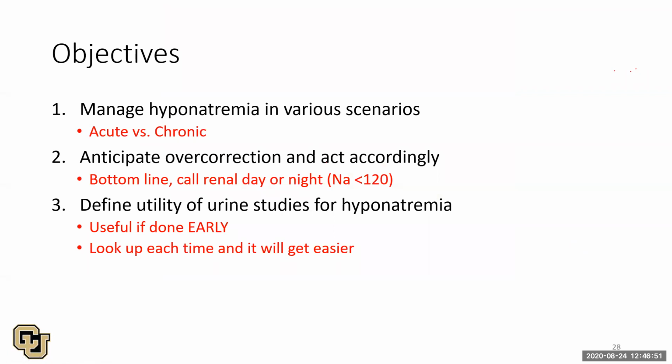So just to summarize, we talked about managing hyponatremia, acute versus chronic. Remember to treat early if there are neurologic changes. Anticipate overcorrection, and our nephrology colleagues are really helpful. They'll call you multiple times to help you manage these patients, so call them early if you need help. And then just remember that urine studies are helpful if done early, and I still have to look up, but the more you do this and the more you treat hyponatremia, it does get better and easier to treat.